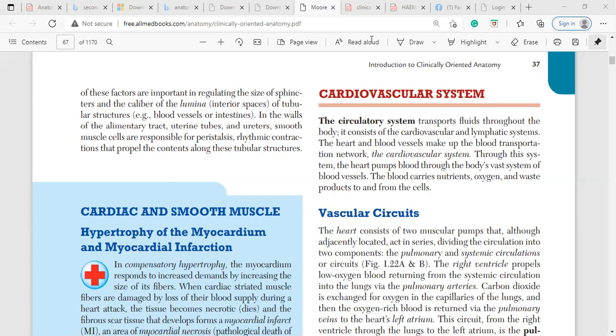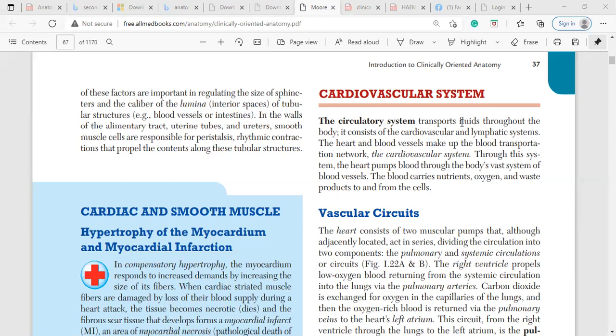So what is the circulatory system? If you look at my screen here, you see the circulatory system. What is its function? It transports fluid throughout the body. And this circulatory system is made up of two other systems, which are the cardiovascular system and the lymphatic system.